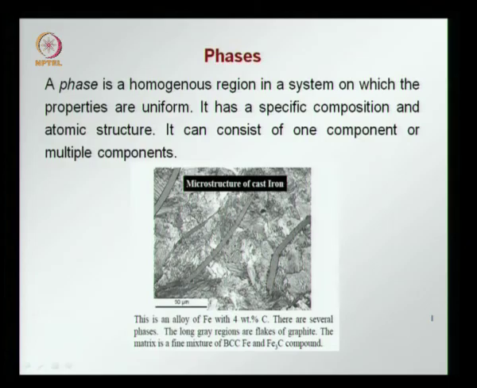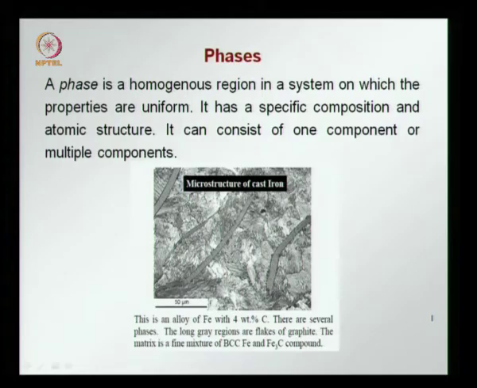Now, we will look at how phase changes occur, and for this we have to again look at what a phase is. We discussed this previously and we said a phase is a homogeneous region within a system in which the properties are uniform. So, you can have a material existing within the total material which has different properties from the rest of the material or other phases. Each phase has a specific composition and atomic structure, and it can consist of one component or multiple components.